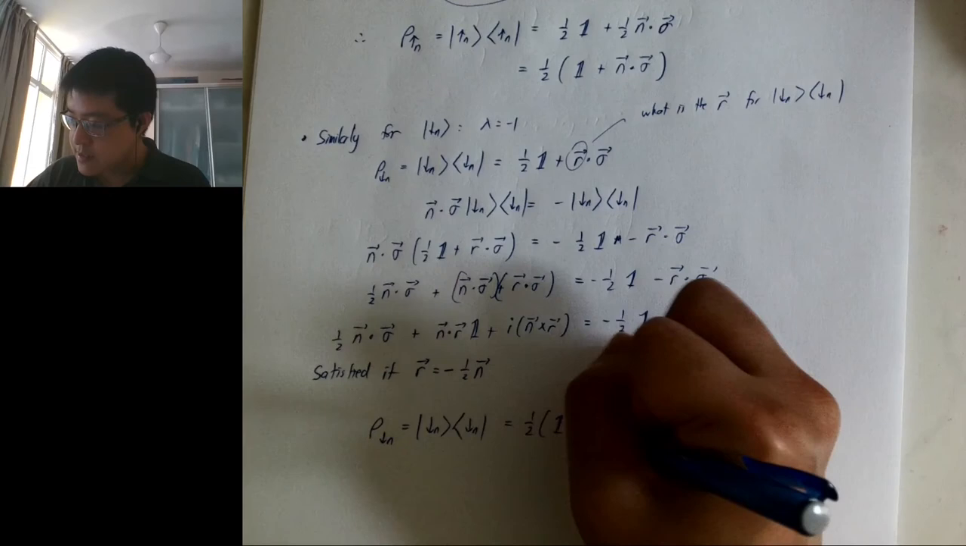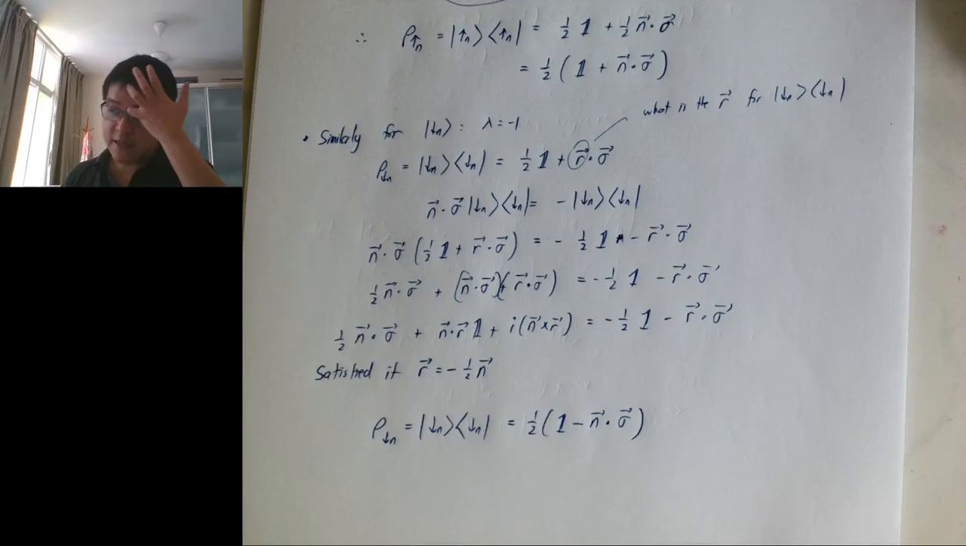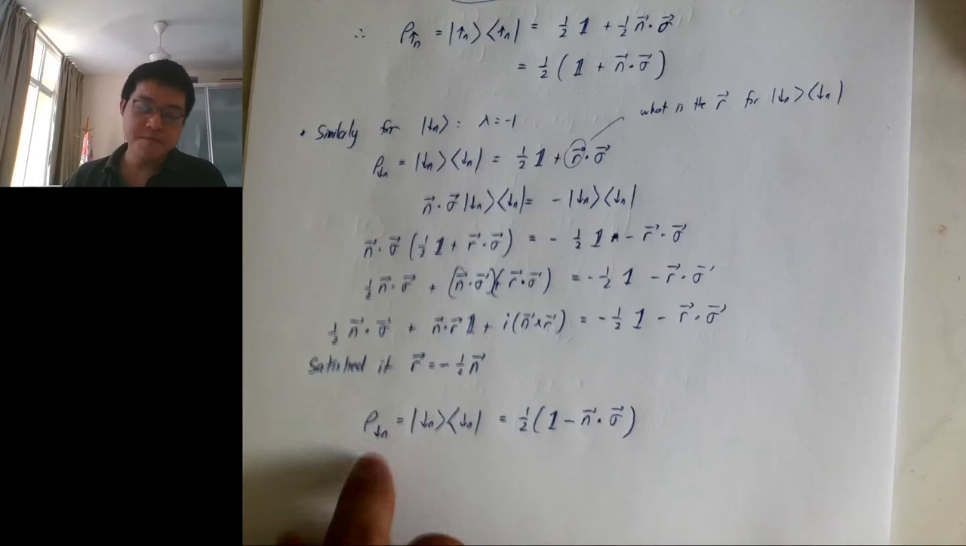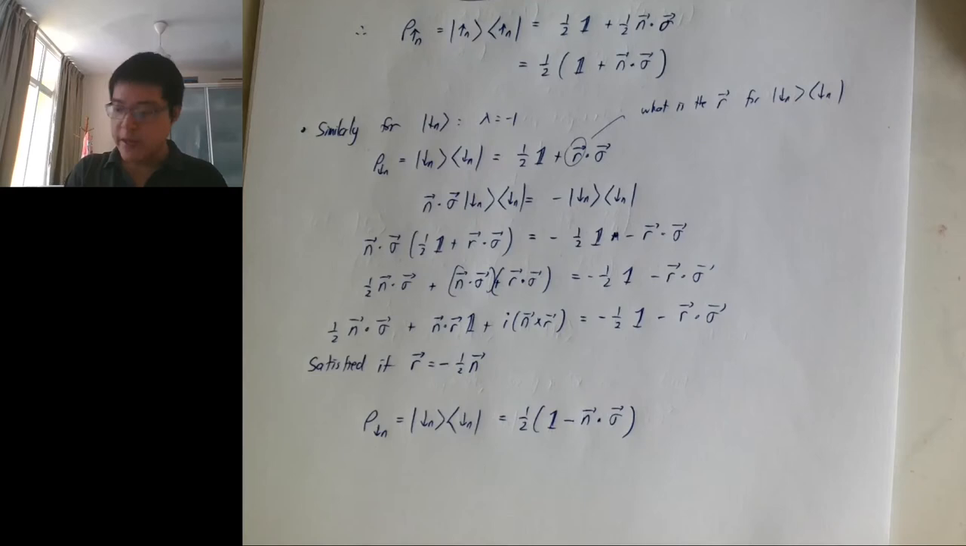Okay, so we have found the eigenstates. The cat itself, I haven't really found the explicit formula yet, but we have the density matrix, so that's good enough already. Okay, so these are the eigenstates.